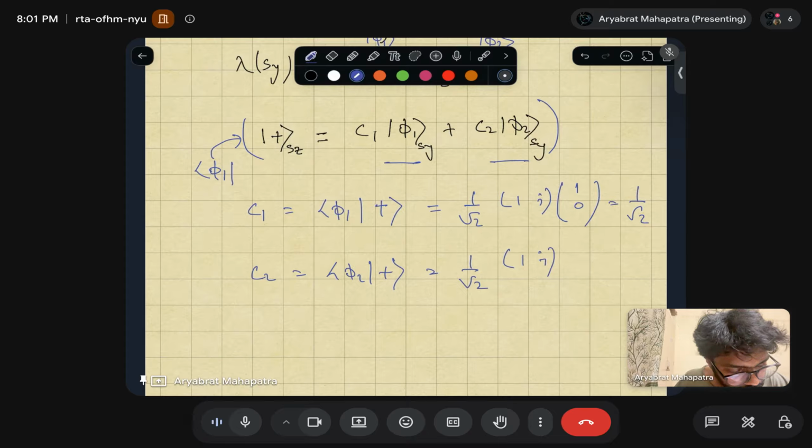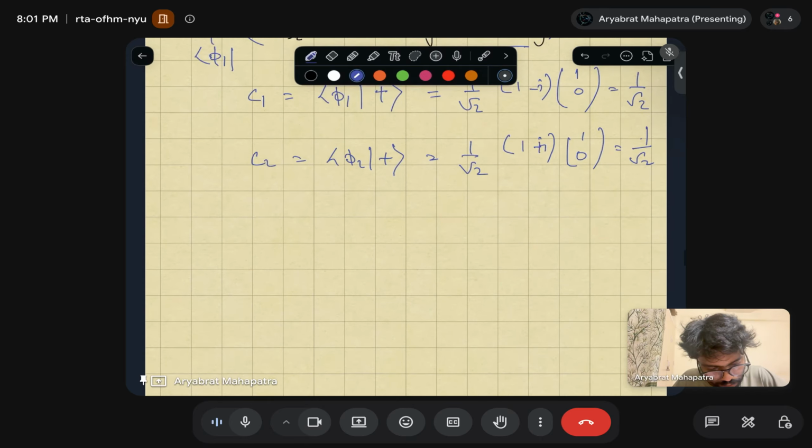So this is minus i and this is plus i, and 1 0. So again, this also you will get 1 over square root 2. So that means psi at t equals 0, which was given to be plus, is basically your 1 over square root 2 phi 1 plus 1 over square root 2 phi 2.